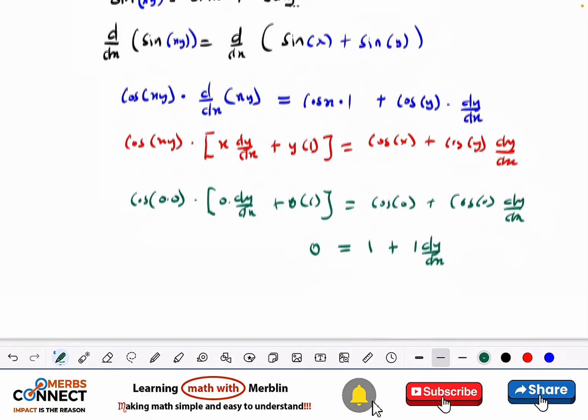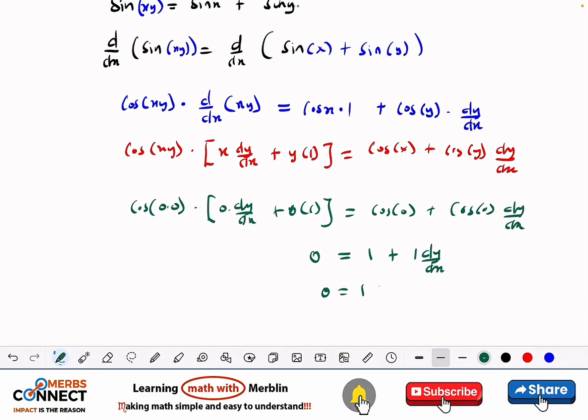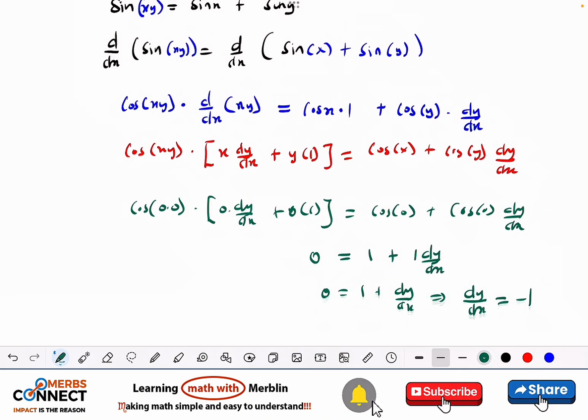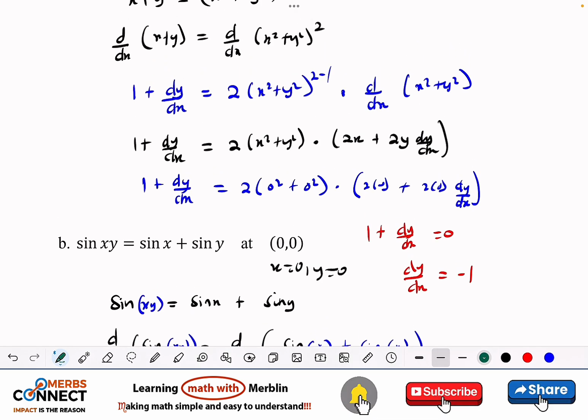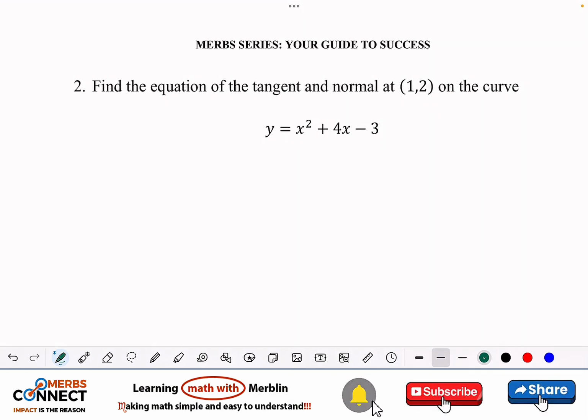So this is going to give us 0 is equal to 1 plus dy over dx. And this implies that dy over dx is equal to minus 1. So this is implicit differentiation, and you should be able to take your time and do it. Now let's talk about what we just discussed here.